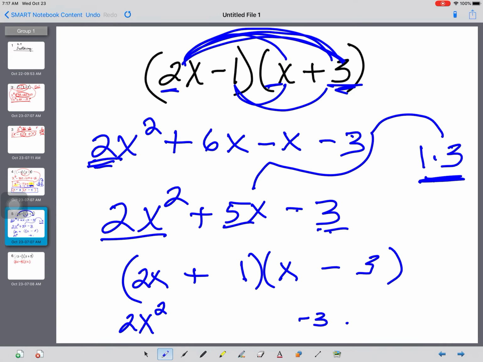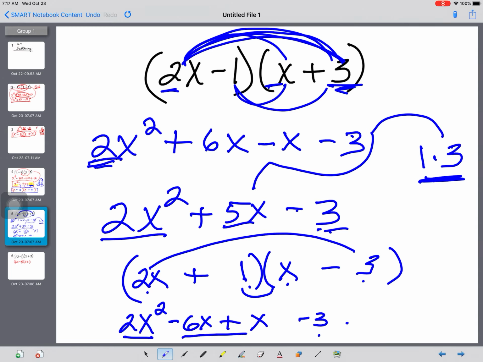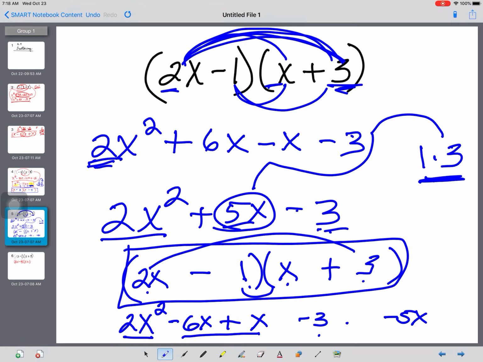Now when I multiply, notice that 2x times x is still 2x squared, and 1 times negative 3 is still negative 3. But the outer ones give me negative 6x, and the inner ones give me plus 1x. Now when I add those terms together, I get negative 5x in the middle. Well, I'm supposed to get positive 5x in the middle. So when I have the right number but the wrong sign, all I need to do is change the signs to make it work out. And so now I've got the correct factors of this polynomial.